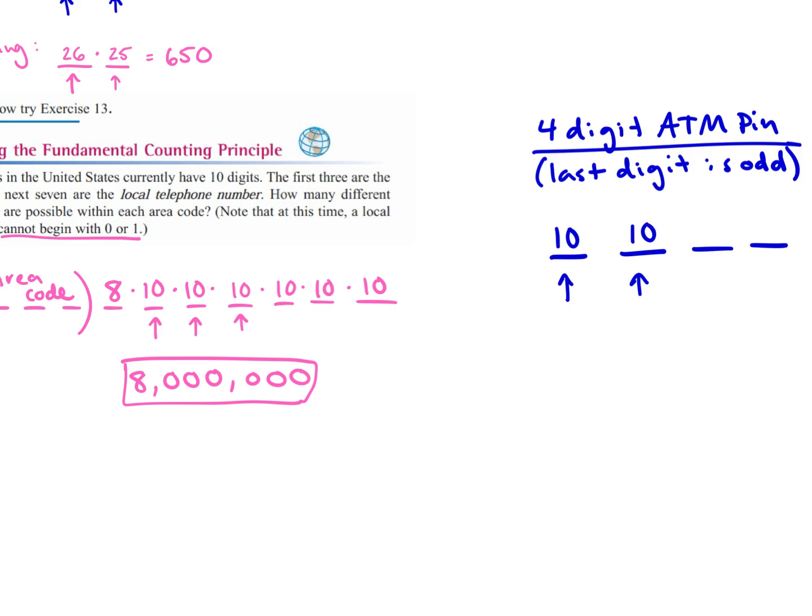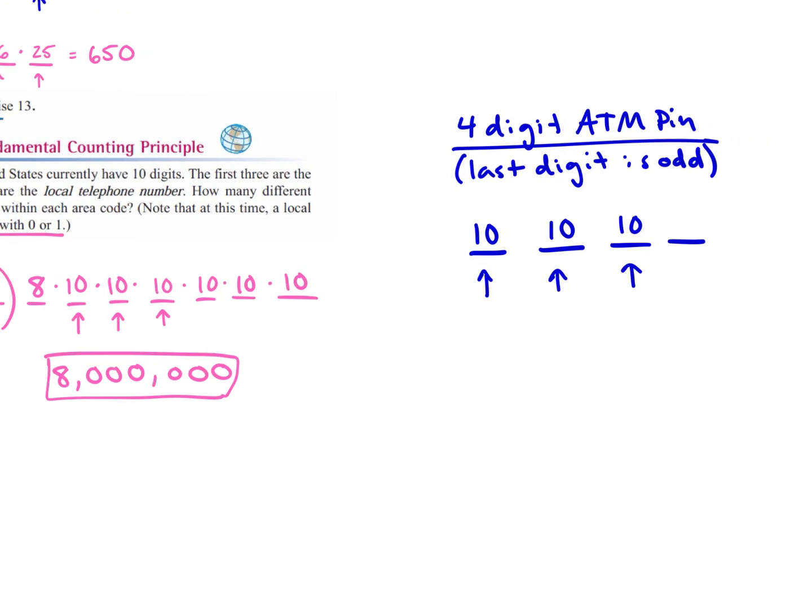What about the second digit? 10. We could have 0 through 9. What about the third one? 10. We could have 0 through 9. What about the fourth? 5. Awesome, because there's only 5 digits that are odd. We could have 1, 3, 5, 7, or 9 in that last spot. So 5 options there. So we multiply all of these together, and that would give us 5,000.